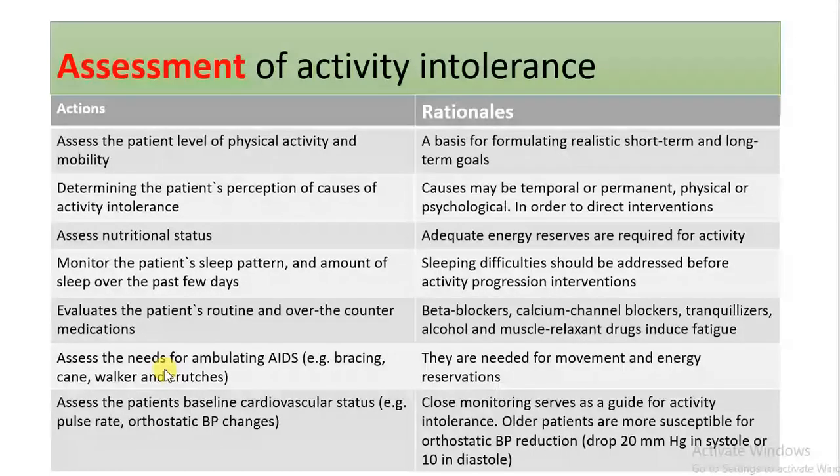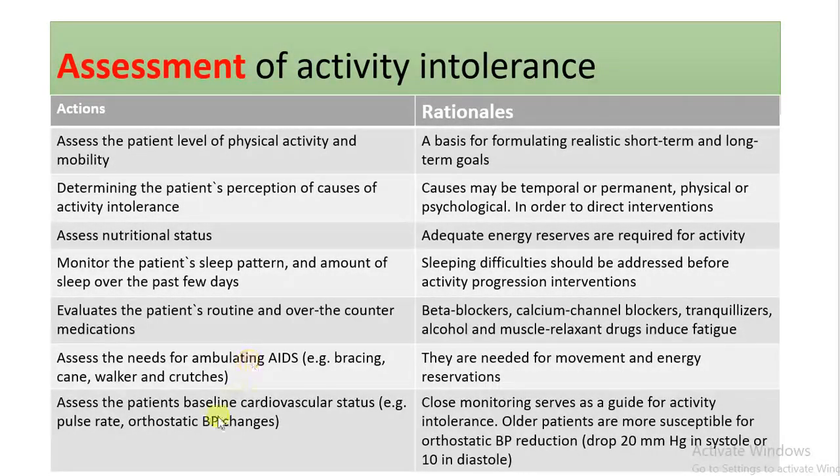Another assessment is to assess the need for ambulating aids. For example, someone uses bracing, a cane, a walker, crutches, and so on. We should check it because if patients need them, we should give these devices to patients to have good activity.